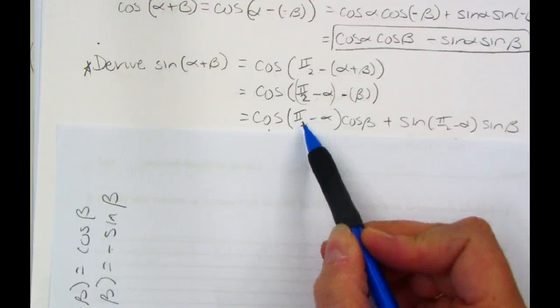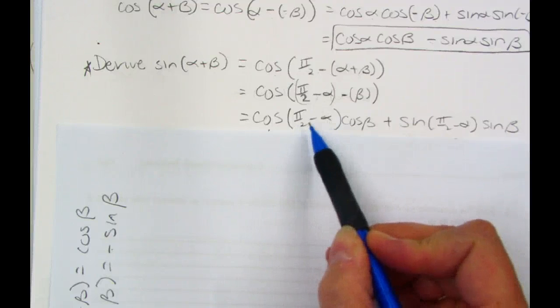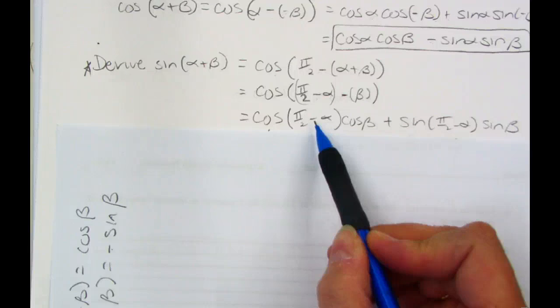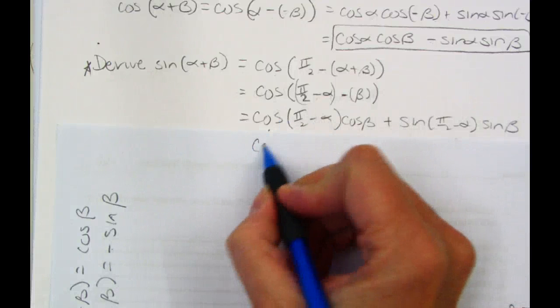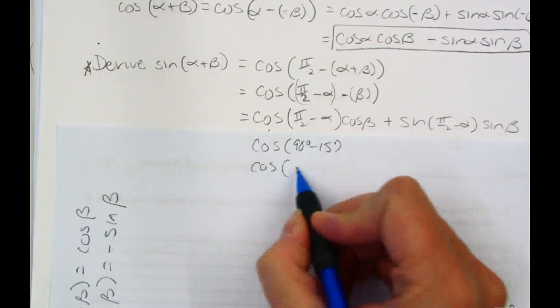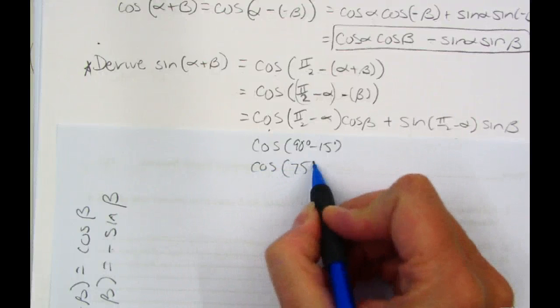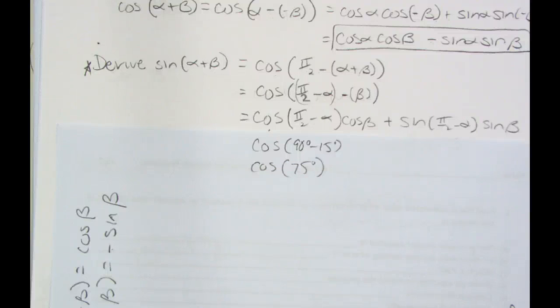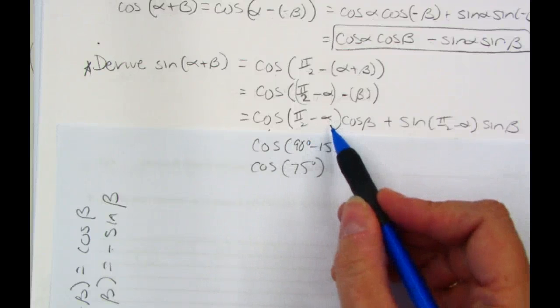I'm going to think of this as 90 degrees. I'm just going to call this some other degrees. So cosine of 90 minus 15, I'm just going to write that out. Let's say it said 90 degrees minus 15. In other words, cosine of what? 75 degrees. What would that be the same as? Sine of 15 degrees, right?